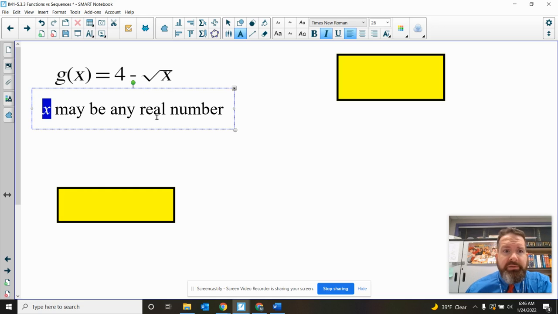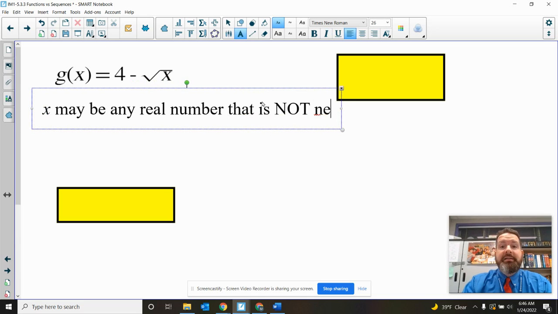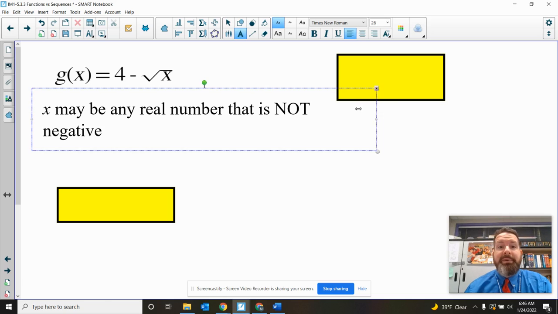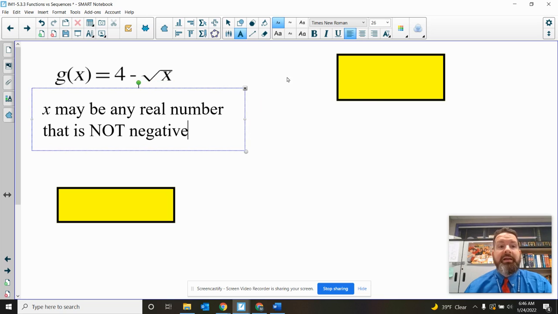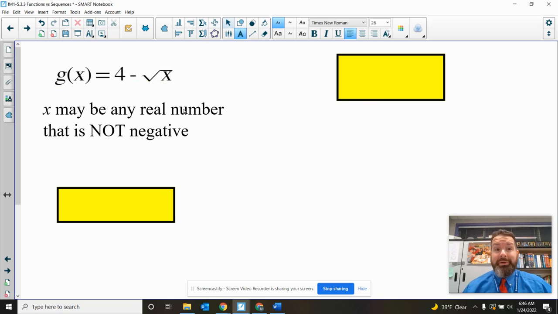No. Okay, so there's no problem there. Next, we need to make sure we don't have negative numbers under square roots. We do have a square root this time. That means that the number I put in for my x can't be a negative number. So I'm going to just add here, x may be any real number that is not negative. So 0 is okay, and any positive number is okay, but negatives aren't going to work.